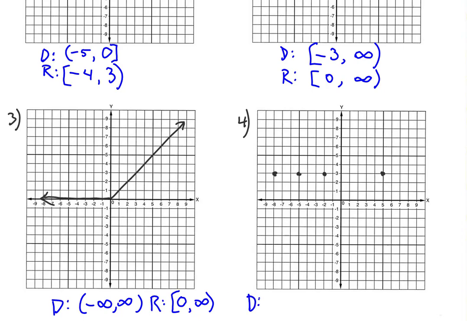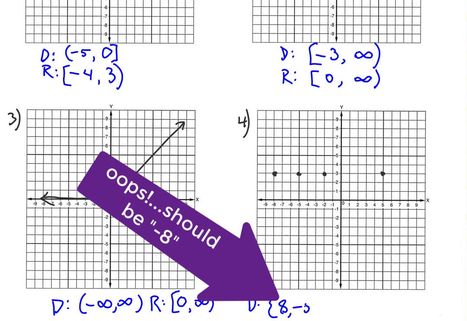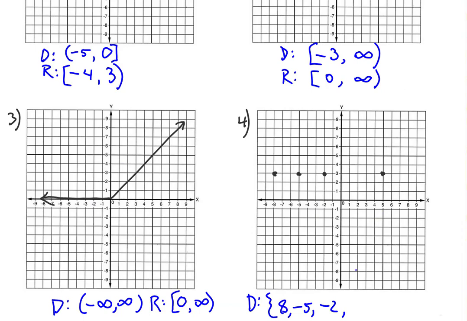What I mean is, for the domain, there are only 4 distinct x values being used, and that's the x value of each point. So we could just list those values in a set, which is these curly braces. The first x value is the -8. I'll just go left to right, though the order doesn't really matter in set notation. We have -8, comma, -5, and then comma, -2, comma, 5. That's just, again, going left to right.